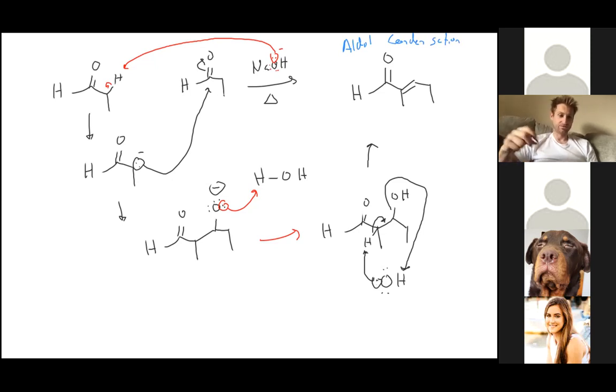It's condensation because we eliminated water to form a double bond at the end. So your double bond is always going to form between your ketone and your alcohol, so it would always be this position here. Let's do a couple more of these, maybe do a cross one and then take a break, maybe like a 10-minute break.